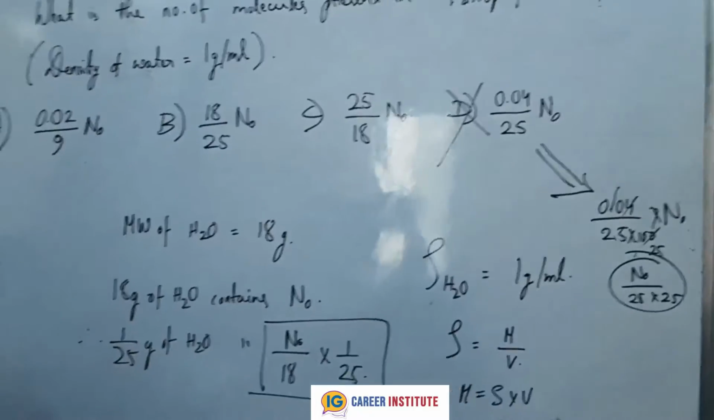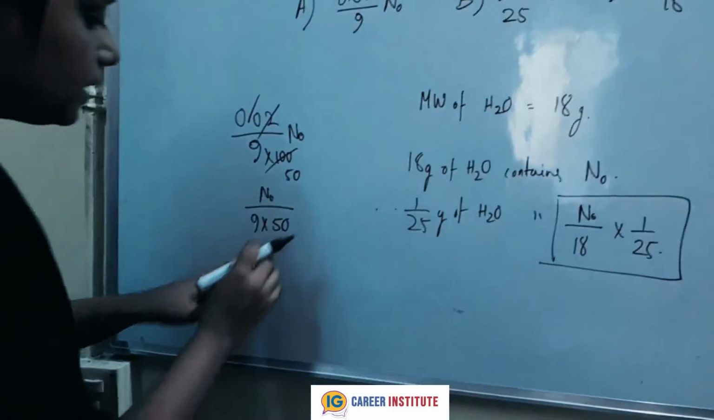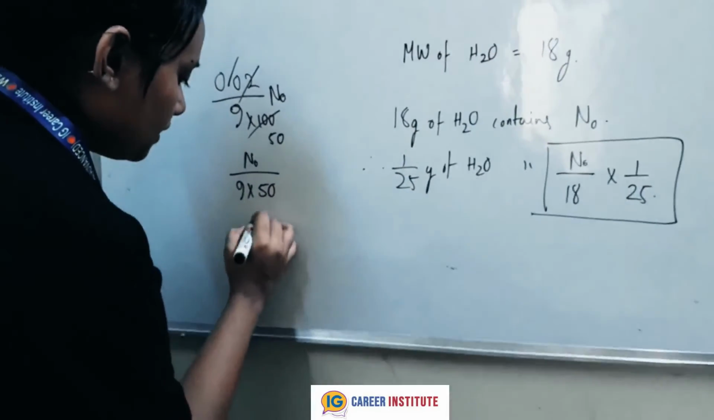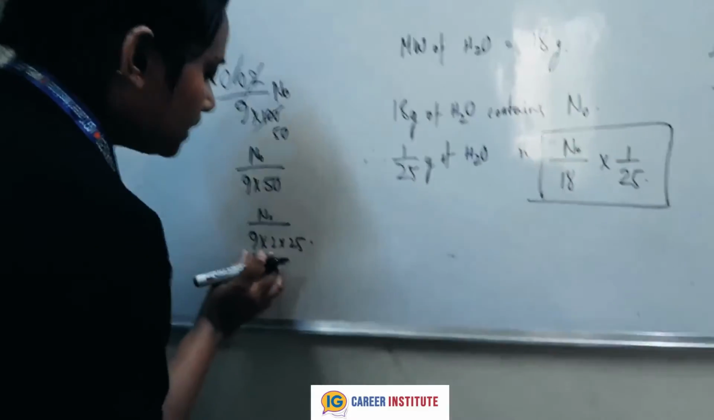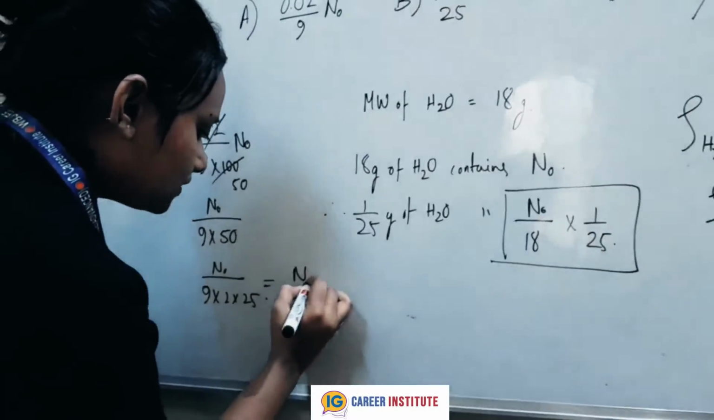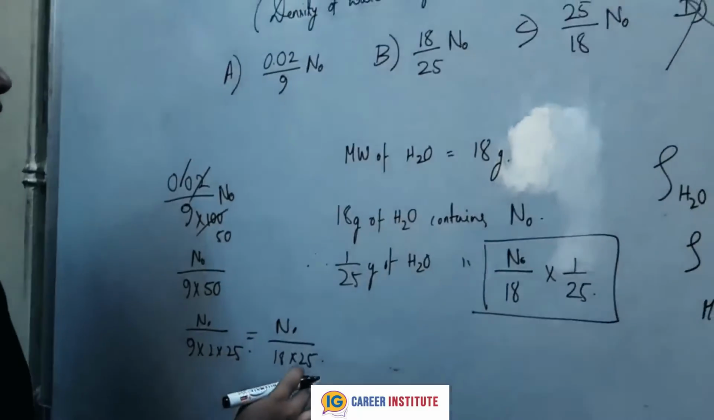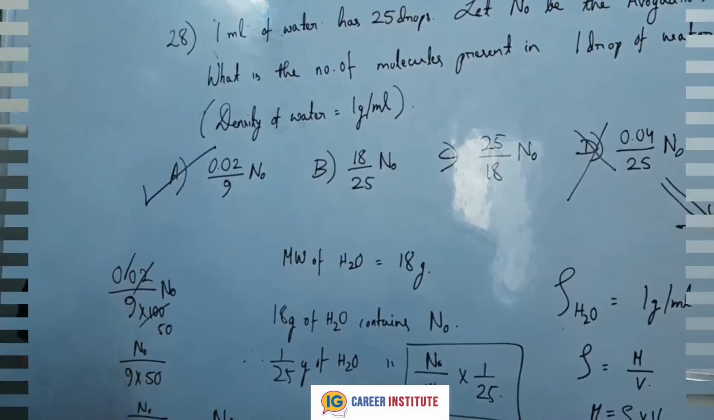But see here, the simplified version of option A is 9 into 50. If I split this 50 further into 2 into 25, if I write it like this, 9 into 2 into 25, and then I multiply 9 into 2, then it is matching with our answer, see. So 18 into 25, this is basically our correct option, so the correct option is option A.